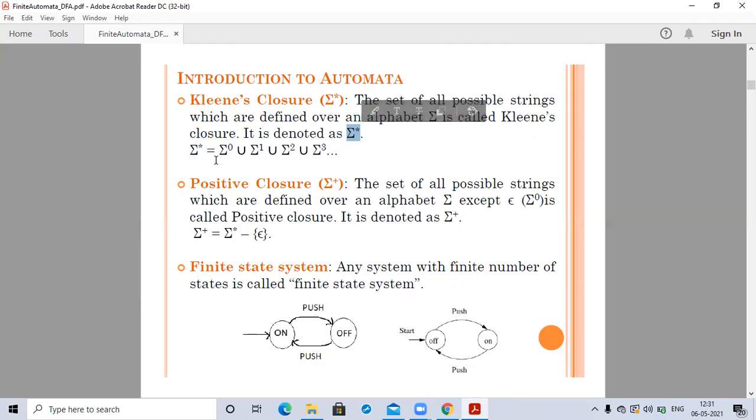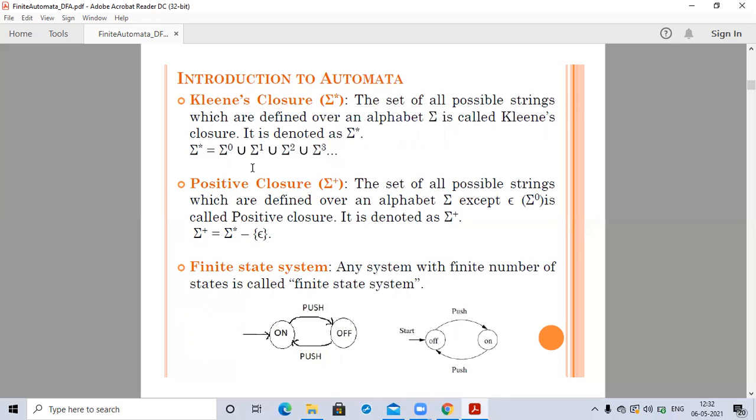Okay, so the sigma star is equal to sigma power 0 union sigma power 1 union sigma power 2 union sigma power 3 up to so on. What is the meaning of this? Sigma power 0 is indicating the set of the strings which are having length 0. And what is sigma power 1? Sigma power 1 is the set of strings which are having length 1. Sigma power 2 is the set of strings which are having length 2. Sigma power 3 is the set of strings which are having length 3. Like that, all of the possible strings over the alphabet sigma is called our Kleene closure.